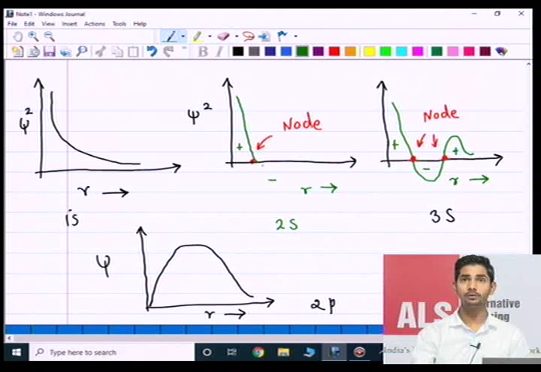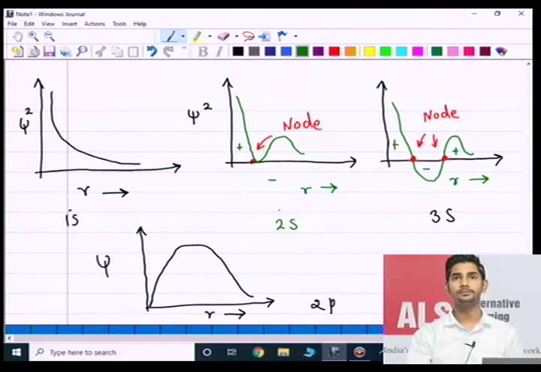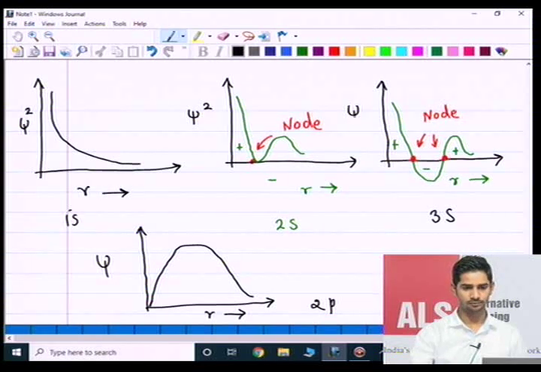This was your node. That section will come in the upper side. Now it will become positive. That will be the only change. If I square this one, what will happen? Again, the positive phase will remain positive, but the negative phase will become positive. That will be the only change. So guys, look at this.